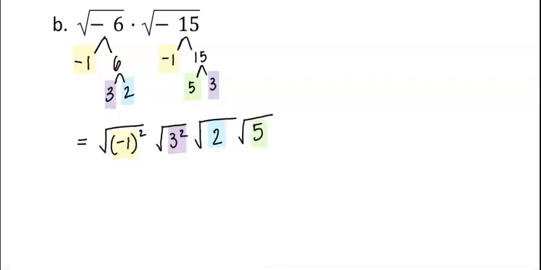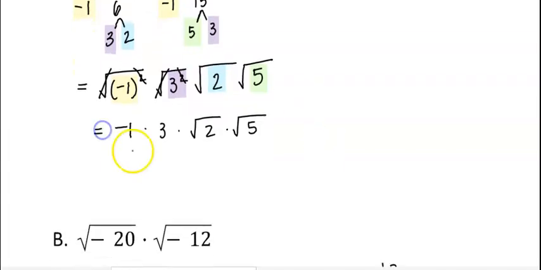Okay, so grouping these up, I see two negative 1s, so I'm going to put that as negative 1 squared. I see two 3s, so I'm going to write that as 3 squared. I have a 2 by itself, and I have a 5 by itself. Anything with a squared under a square root can cancel out. So that leaves us with negative 1 times 3 times the square root of 2 times the square root of 5.